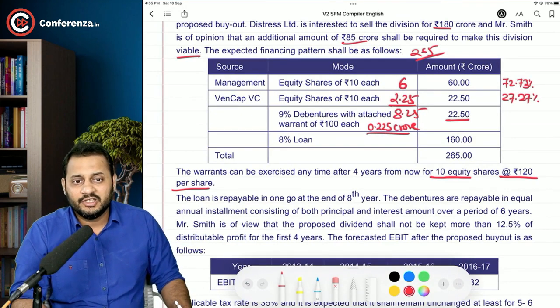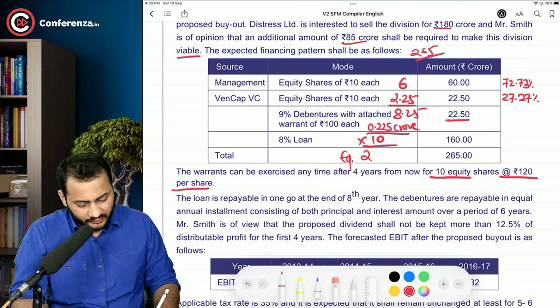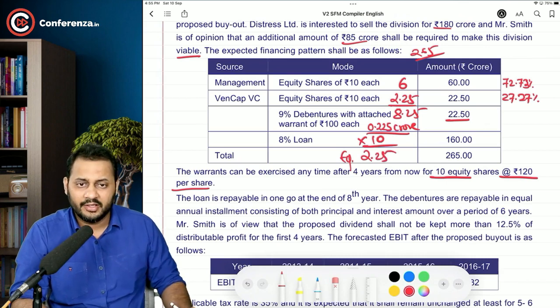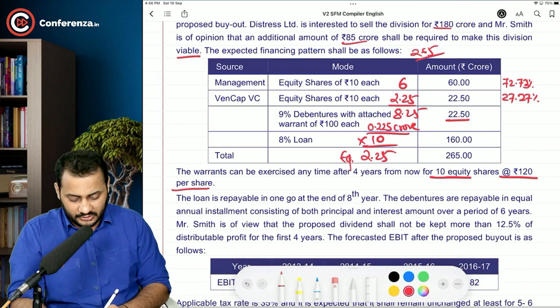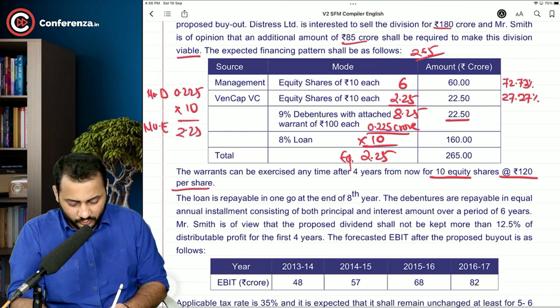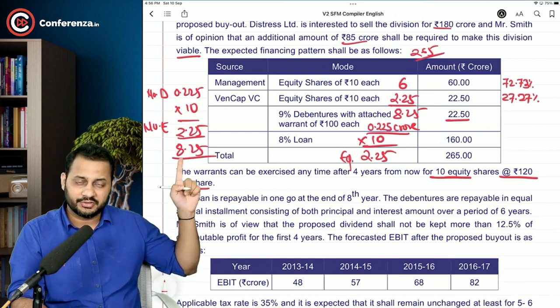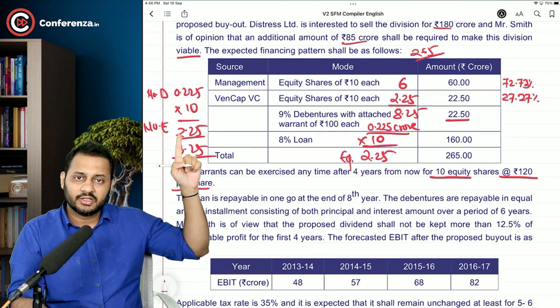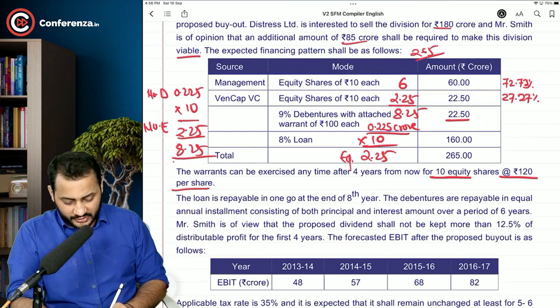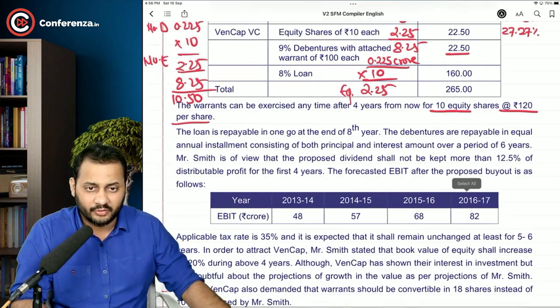Understand. 10 new shares will be issued. If you will issue 10 new shares, the total number of equity share that will be given to the VenCap will be 2.25. Am I right? 0.225 debentures. So this is the number of debenture 0.225 multiplied by 10. This will become the number of equity, which will be 2.25. Right now we have 8.25 equity shares, right? After the conversion, the total number of equity share will be 10.50. Okay, we'll talk about it later.